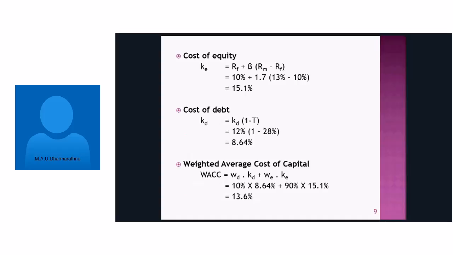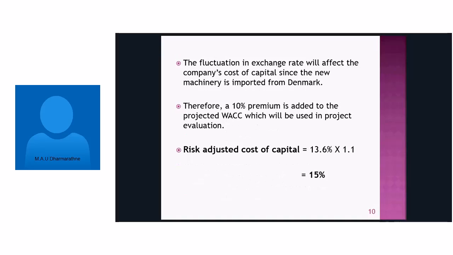Weighted average cost of capital is calculated at 13.6%. Since we are importing this machine from Denmark, we have kept a premium because of the exchange rate risk. Usually the Danish krone fluctuates between 19 rupees and 21 rupees. Therefore, we have added a 10% premium to the projected weighted average cost of capital. Therefore, the risk-adjusted cost of capital is 15%.